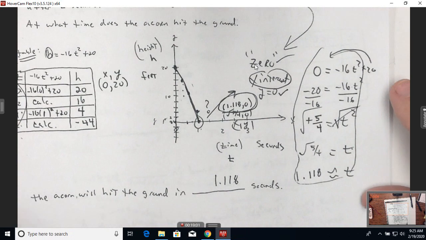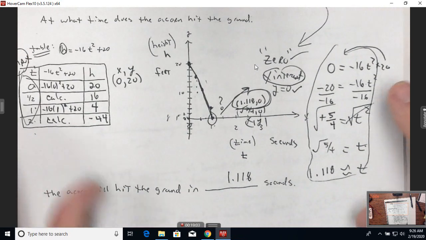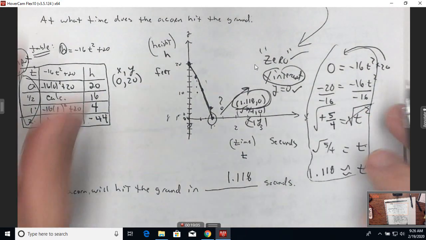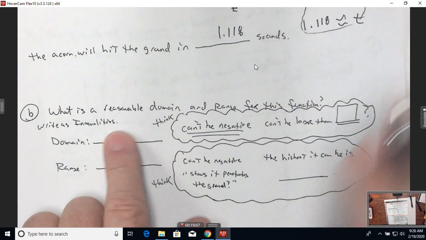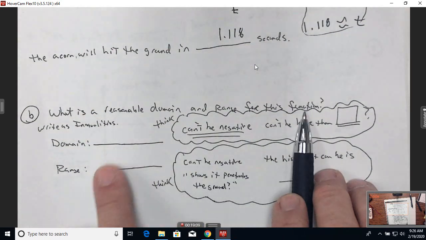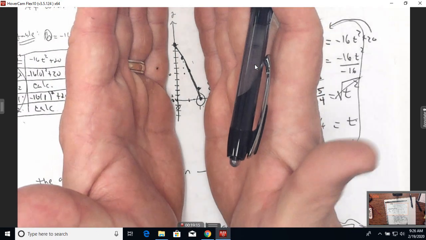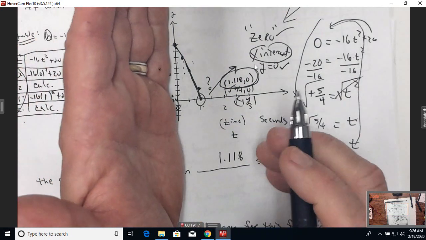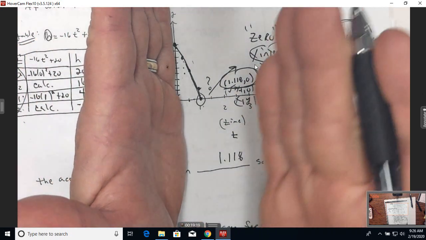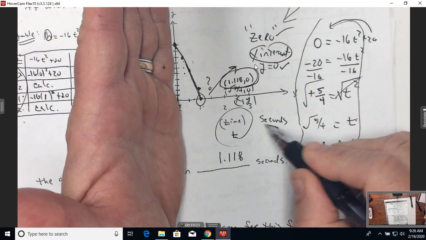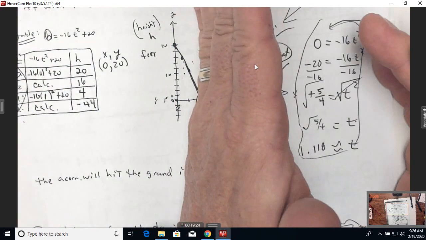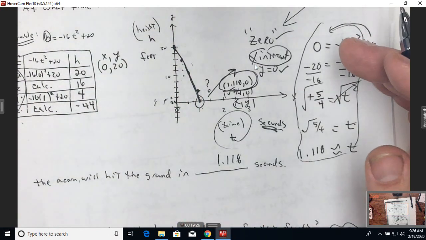So we answered the question. Now the second part of the question says, tell me a reasonable domain and range of this function. That's part B. What's a reasonable domain and a range for this function? Well, remember, domain is talking about the x's on the graph. Your x's from left to right. So that means what is the lowest time in seconds to the highest time in seconds.